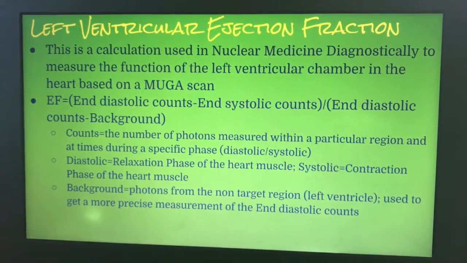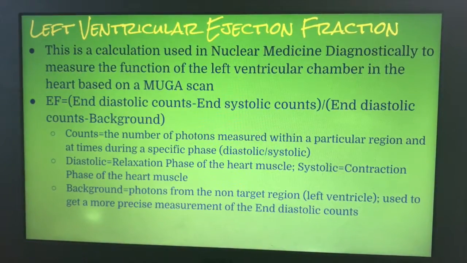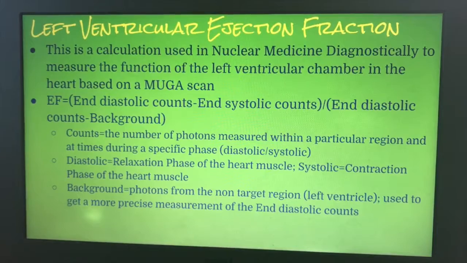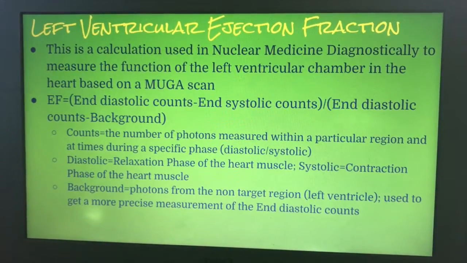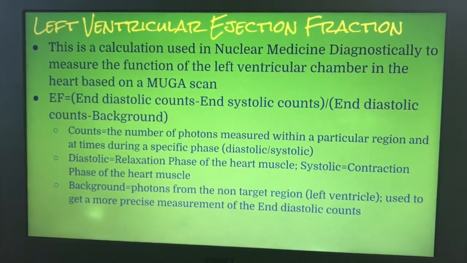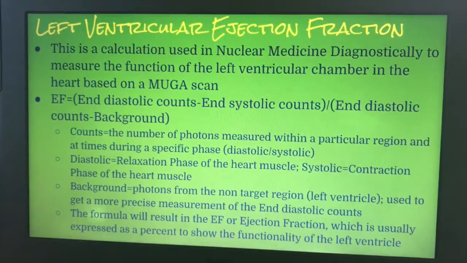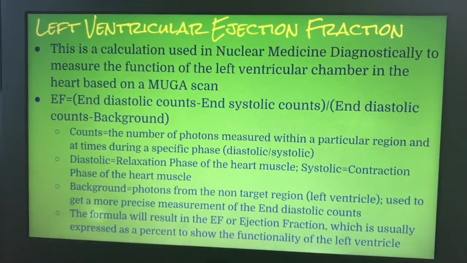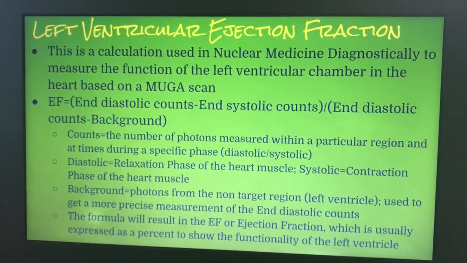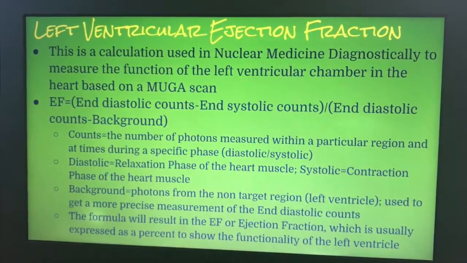And background, to imagine it simply, it's just photons from the non-target region, the left ventricle at the time. They're in the background and they're still there, so they should be taken into account for precision purposes, mainly to the end diastolic counts. The formula results in a percentage. Even though it's supposed to be an ejection fraction, the percentage is easier to visualize the functionality of an organ. Not of an organ, but of a tissue.